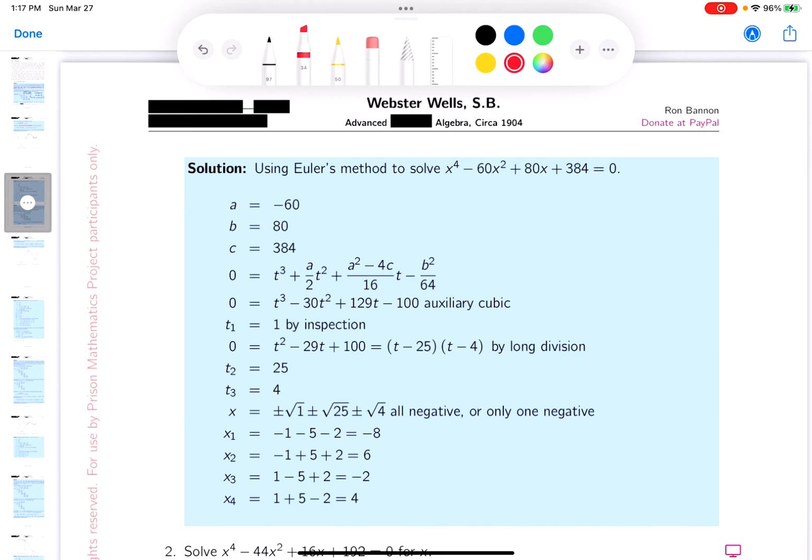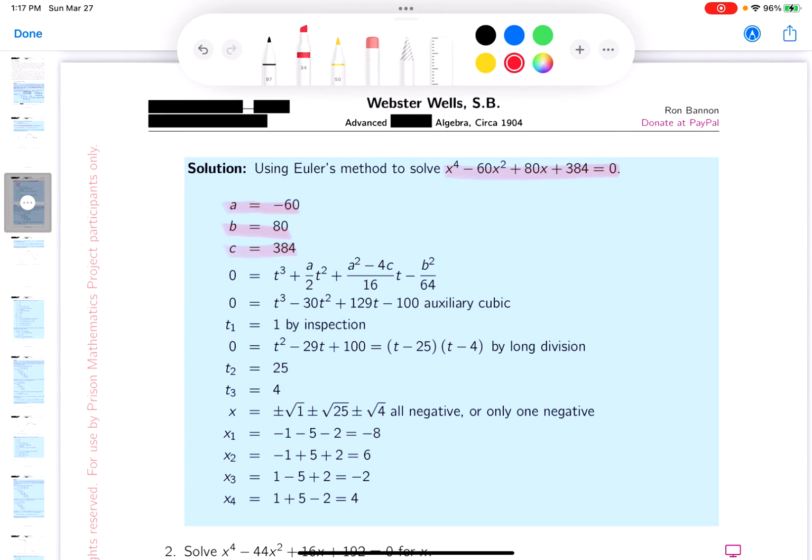In Euler's method, you're writing the equation down. This reminds me of the quadratic formula. To me, it's more work, though. Right? To me, it's a lot more work. Looking at it, the coefficient on the 4th degree term is 1. It's a proper form. And then the a is minus 60. The b is 80. And the c is 384.